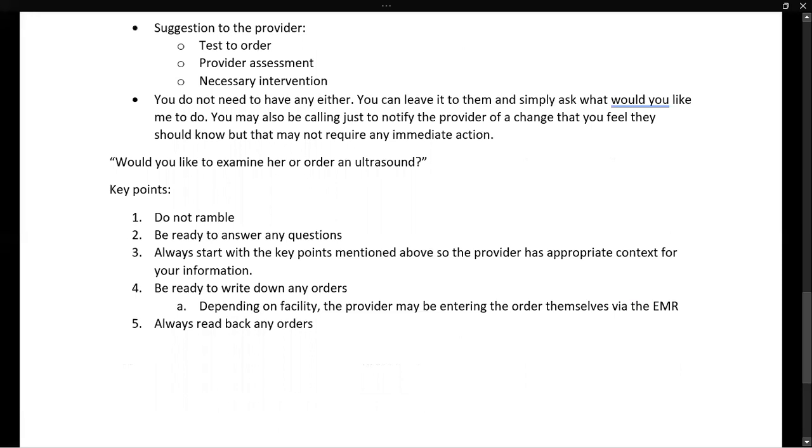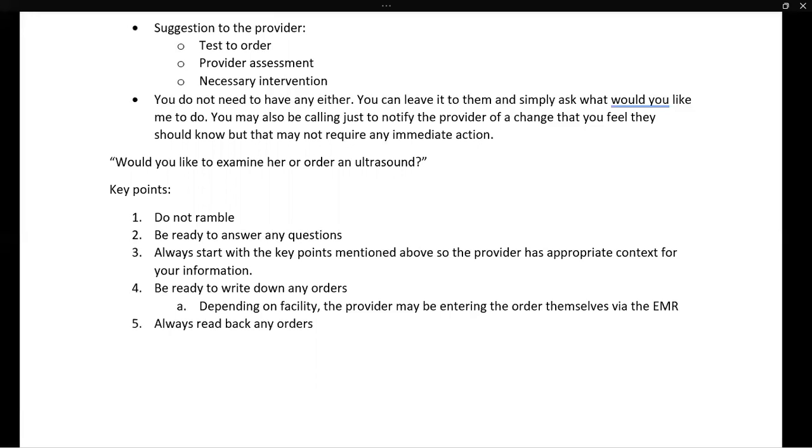Finally, some key points. When you are calling the provider, be prepared, have your SBAR already planned out, be ready to answer any questions, have more information than what I just gave you, be ready for anything. Always start with the key points mentioned above. Don't start with patient's vomiting, what do you want me to do? Because they don't have context yet. Is this a patient that's pregnant and has been vomiting for 6 weeks? Or is this a patient that is intubated and now that they're vomiting, they're at risk of aspiration?